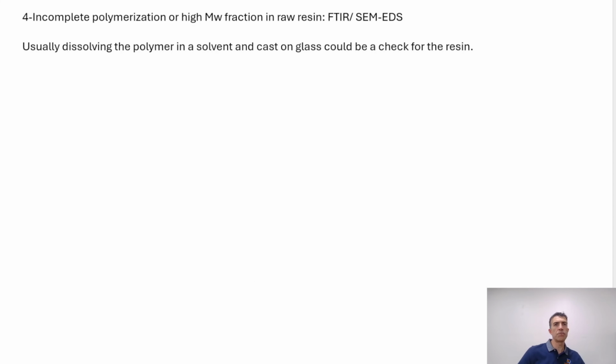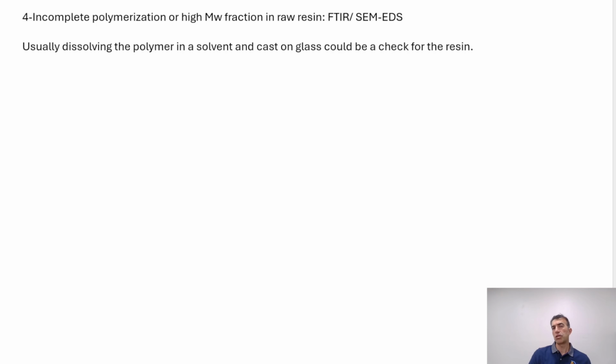The last item is incomplete polymerization or high molecular fraction in raw resin. Most resin manufacturers, for example Lubrizol, provide you with a gel count of their material in their certification for the resin. It's very important to check on that one. This is basically the first indication of how much gel is in that resin.